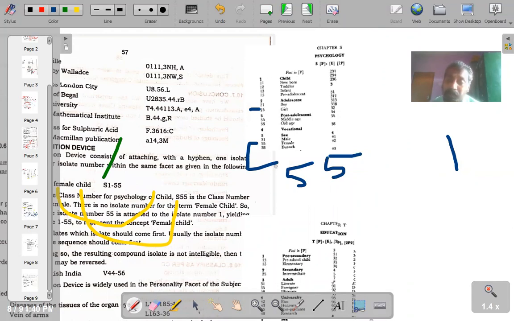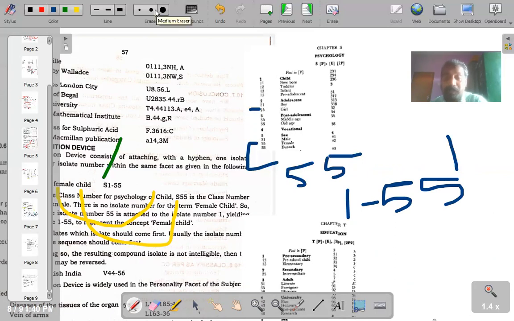When you want to connect two personality facets in a single main class, you can make use of this superimposition device. Two numbers are there: 1 stands for child, 5 stands for female. I want to create a number called female child, so I can link these two numbers with a hyphen in between. You can ask, sir, which number should come first? Obviously, the first number which appears in the schedule. The small number should come first, the big number second. So this becomes female child. See how easy it is. See how meticulously Ranganathan has thought of all these possibilities.